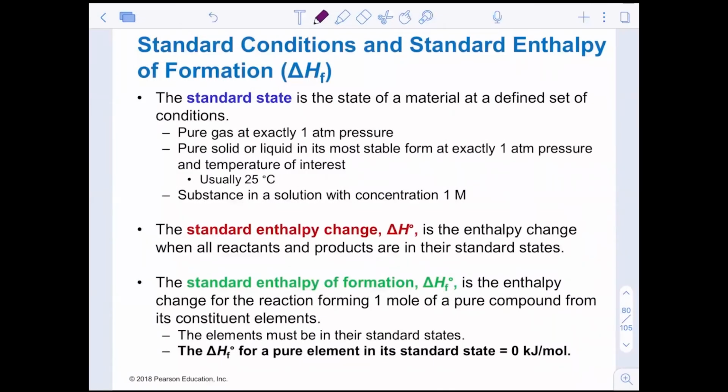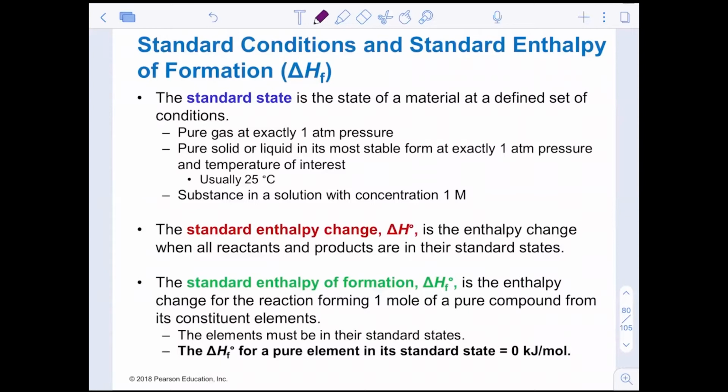Last up in this chapter, we're talking about standard enthalpies of formation. This is just another way of calculating delta H. We already have calorimetry, we have Hess's law, we have bond energies. Our final and fourth way of calculating a delta H is from a standard enthalpy of formation.